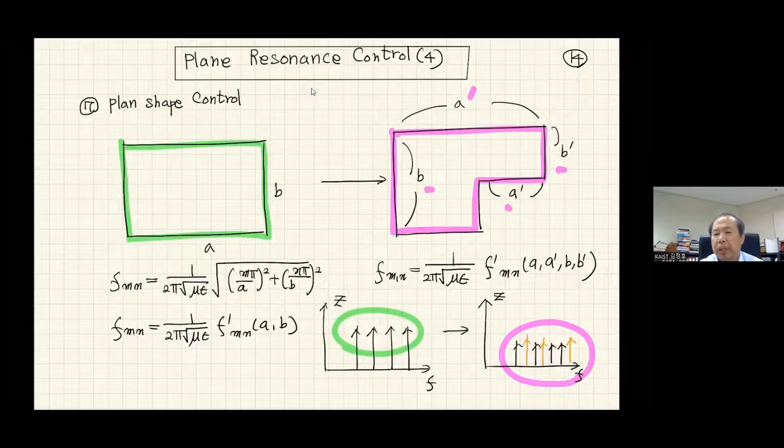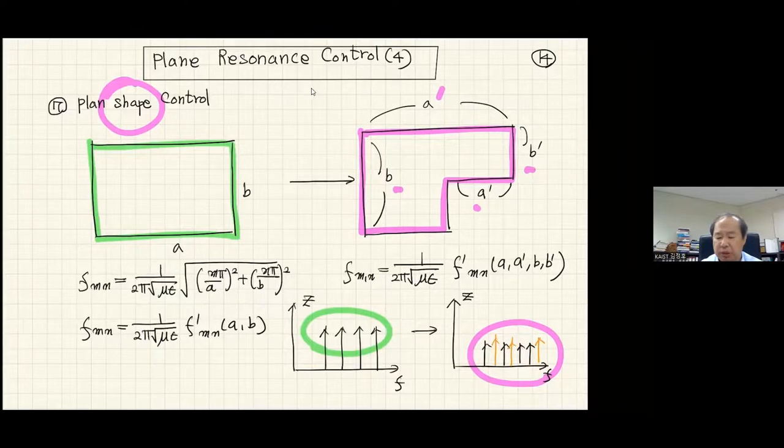So depending on the shape of your power and ground plane, it doesn't necessarily have to be just a square. Sometimes it could be triangular or rectangular. It could be many different shapes. And depending on the shape, we're going to have different resonance frequencies.